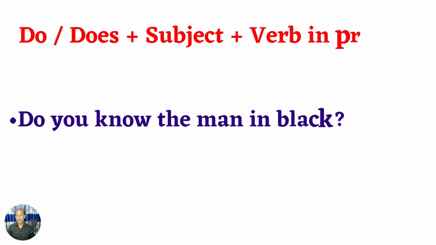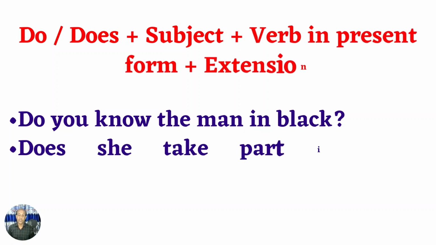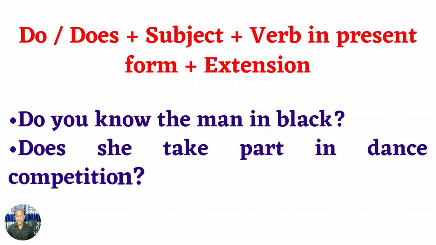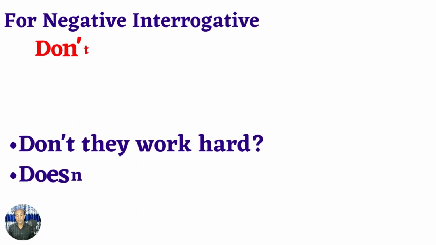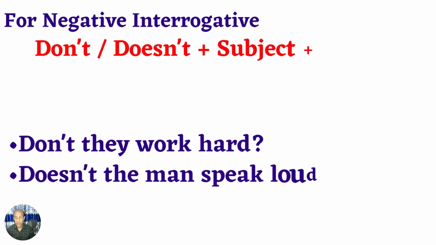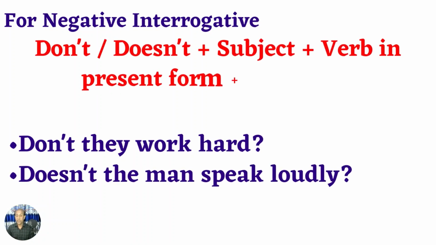Do/does plus subject plus verb in present form plus extension. Do you know the man in black? Does she take part in the dance competition? For negative interrogative, use don't or doesn't before the subject to make a question. Don't they work hard? Doesn't the man speak loudly?